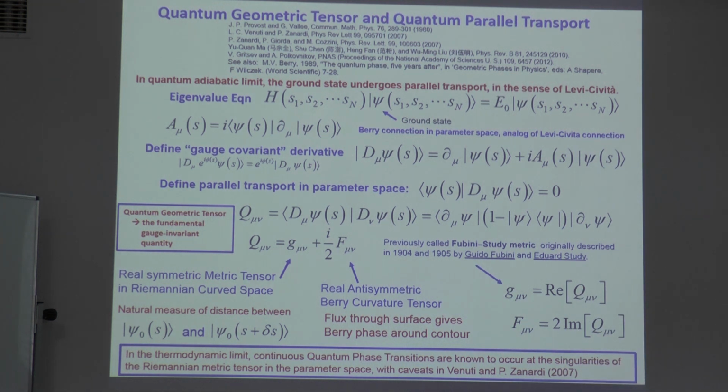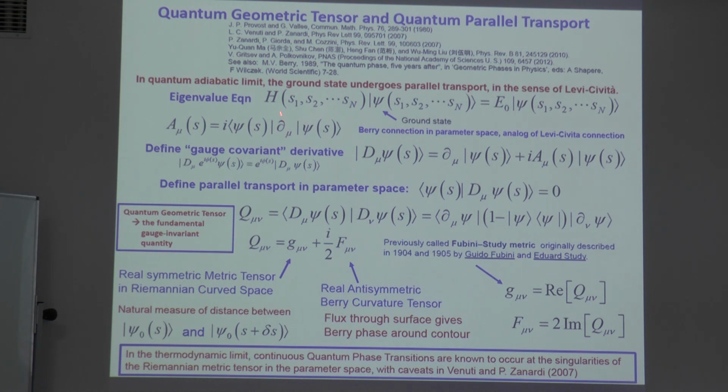So there's this idea of parallel transport in parameter space. So let me describe this. So here's the Schrodinger equation, which depends on some parameters. And this is the Berry connection, which we've talked about.